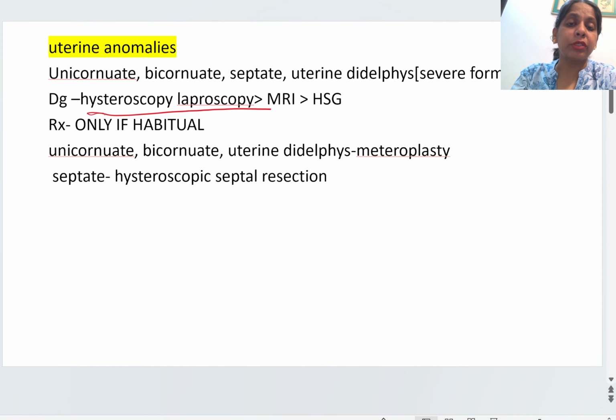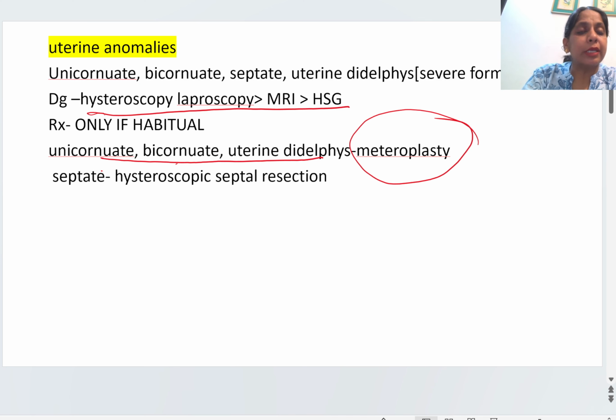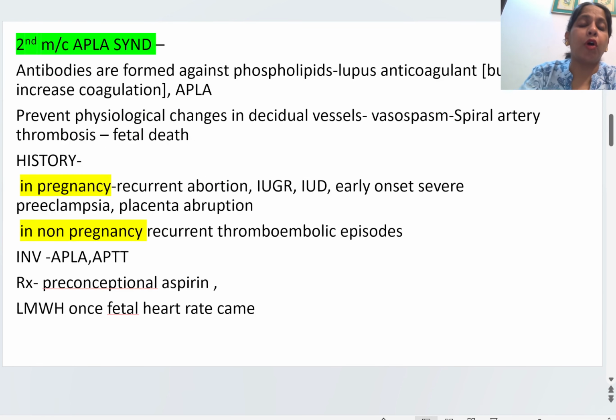So their diagnosis is by hysteroscopy and laparoscopy. For unicornuate, bicornuate and uterine didelphys, all of these we are going to do metroplasty, because here we have to repair the uterine wall. But for the septate uterus, we are going to do hysteroscopic septal resection, because here no wall is there.